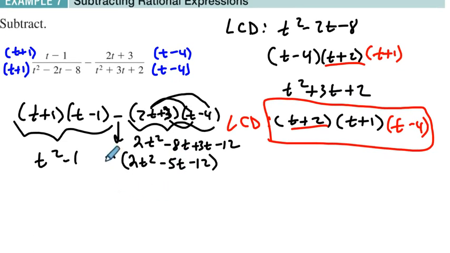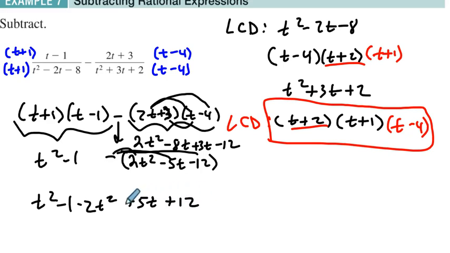So now let's go ahead and distribute this. I'm going to bring this down: t squared minus 1. I'm going to distribute this negative sign, which means changing all the signs inside of there. So now it becomes a negative 2t squared, right? It goes from a positive to negative. This is now going to become a positive 5t, and this becomes a positive 12.